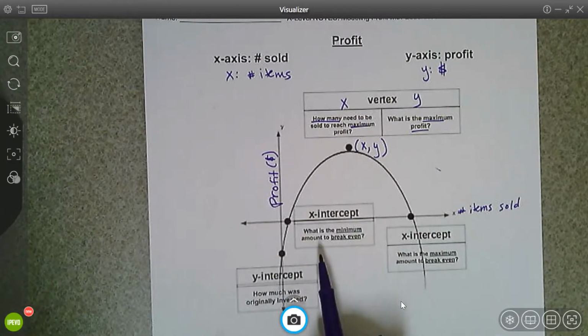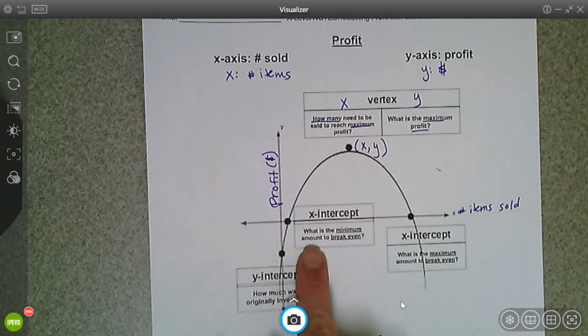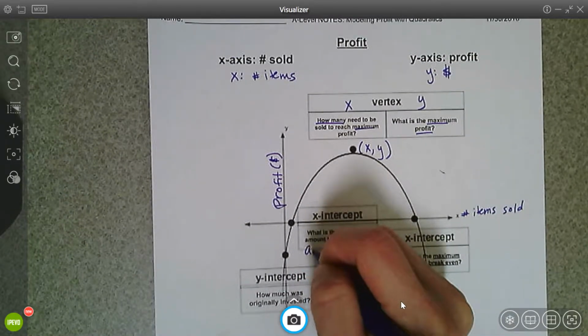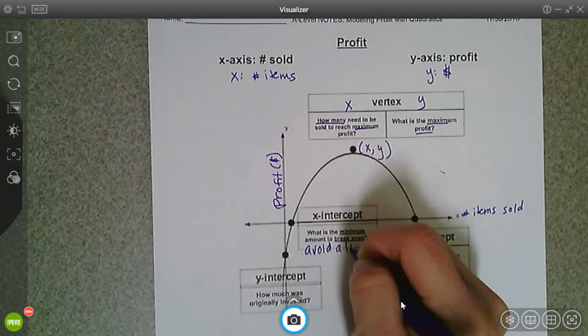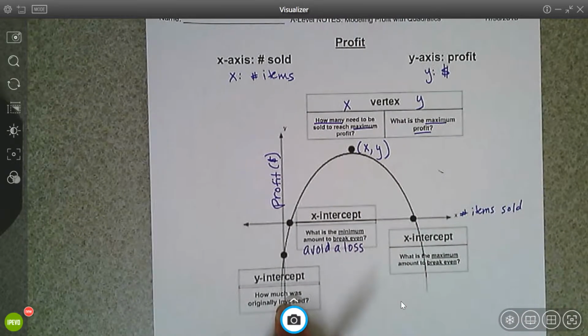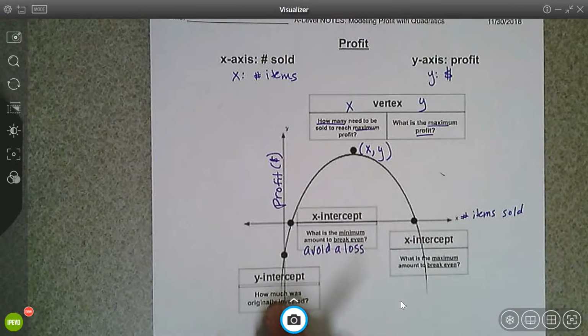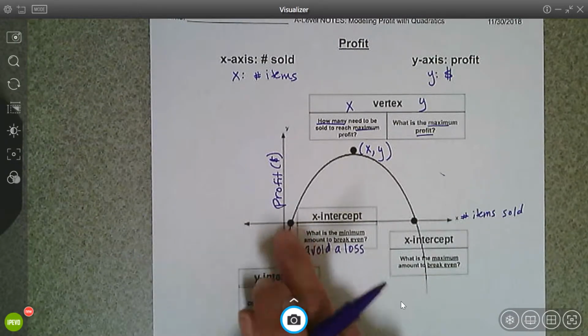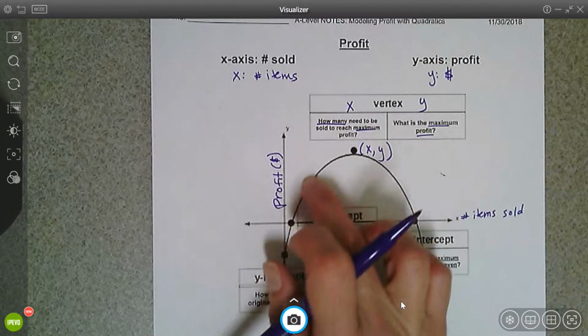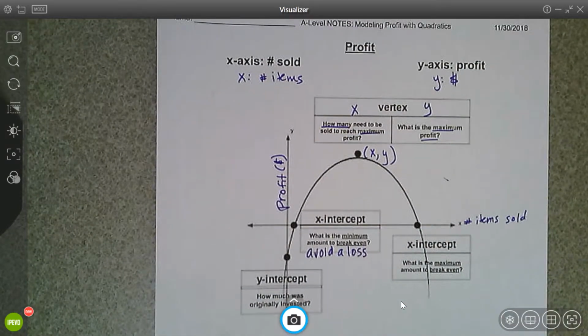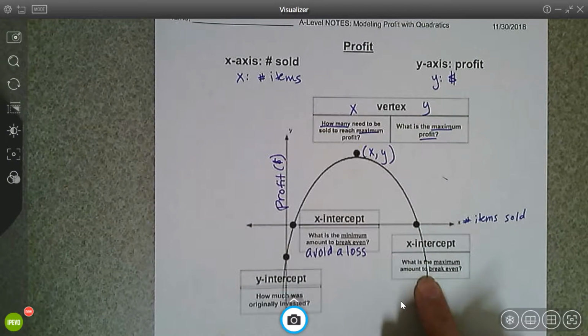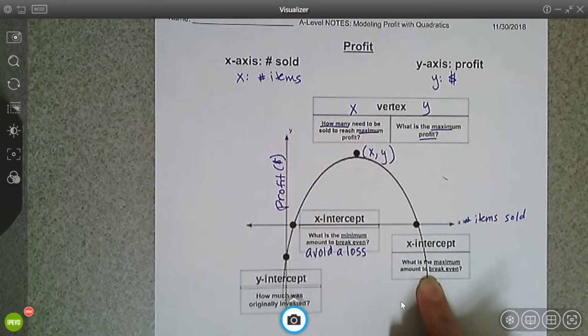Then we've got our x-intercepts. So the first x-intercept right here is the minimum amount you need to sell to break even or avoid a loss. So if you spend $20 on ingredients, you need to sell a certain amount of cupcakes just to recoup your $20. Then after that, you'll start making profit. Now this x-intercept is the maximum amount to break even. So maybe if you sell too many, you stop making money because maybe you needed to buy a fancy mixer or something like that. So that's what those things mean.